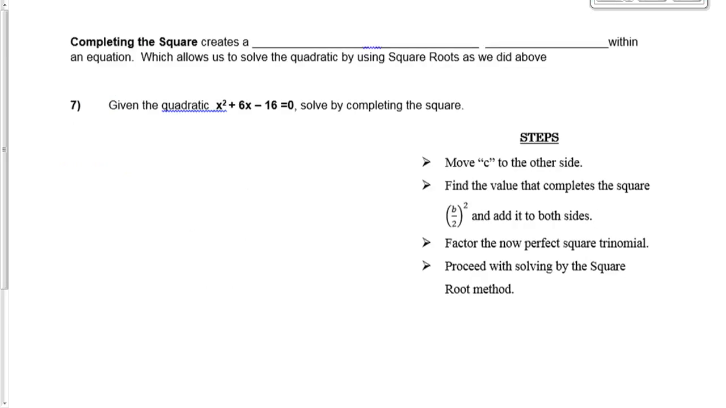So really what you're doing here, this process, is called completing the square. What it does is it creates a perfect square trinomial within an equation. So you take an equation and you break it down to create a perfect square trinomial. Then you solve it using square roots like we did yesterday.